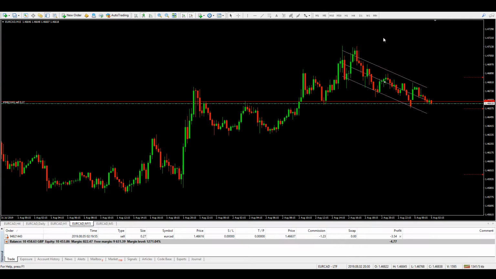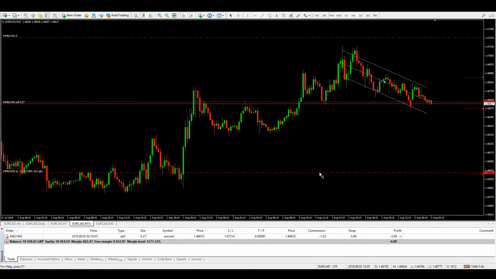I'm placing this here. So this is the 15-minute chart that we're looking at here. That's my stop loss in place, and this here is my take profit.